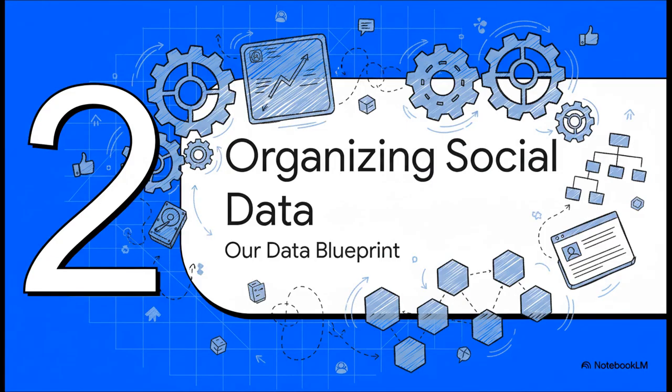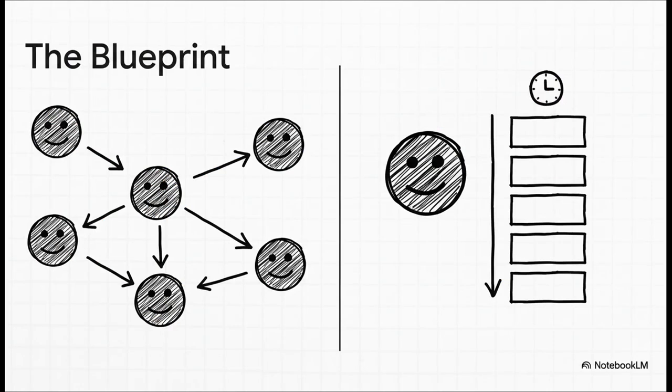Okay, so before we can even dream of building the timeline, we need a really smart way to organize all this data. Choosing the right data structure from the get-go, that's the real secret to making everything blazing fast later on. So here's our blueprint. For all the follow relationships, just picture this web of connections, right? With little arrows pointing from a follower to the person they follow. And then, for each user, we're just going to keep a simple chronological list of their tweets. Nice, clean, and totally straightforward.